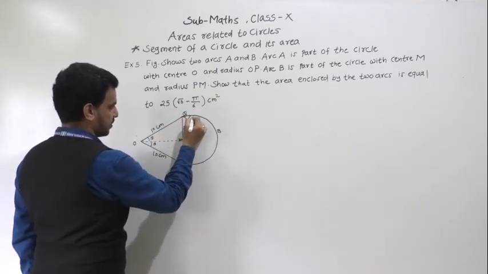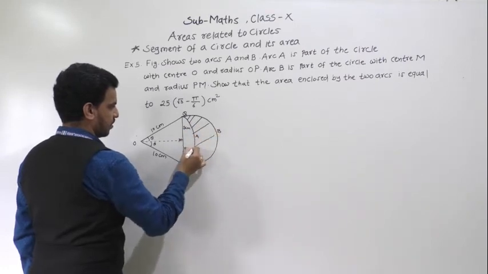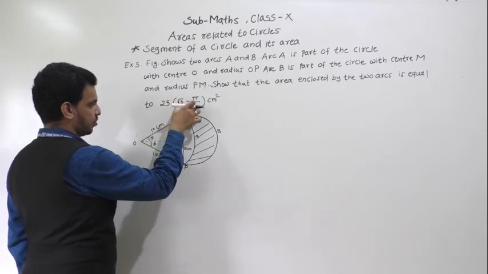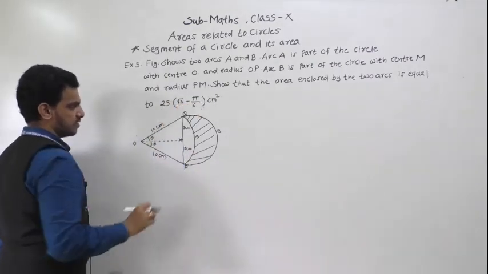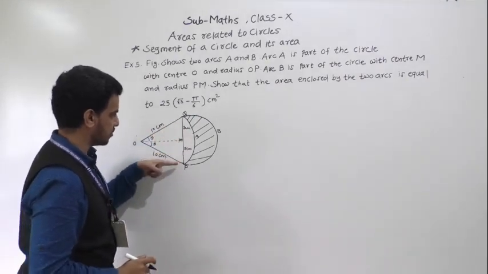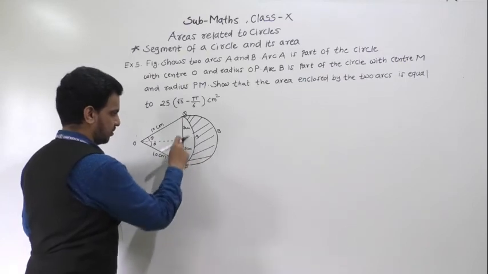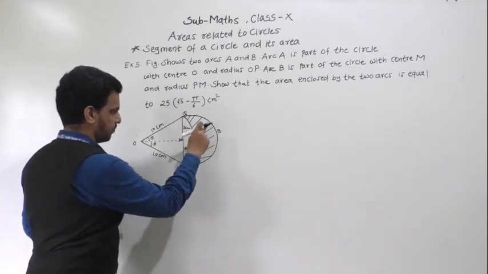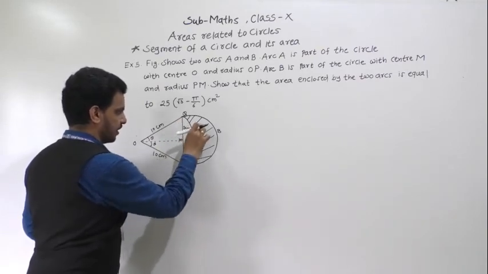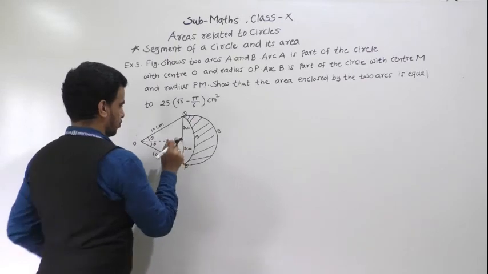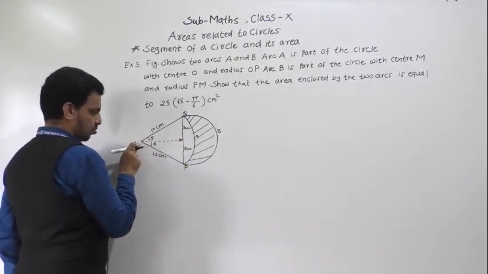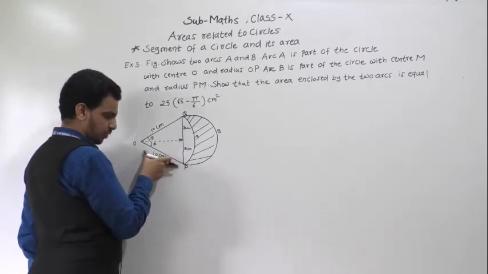So we have to show that this area is equal to 25 into (root 3 minus pi by 6) centimeter square. So this area, first we suppose this is A1, and this is A2. If we take A2 minus A1, we will get this area. So this is a segment of this circle having center O and radius OP.